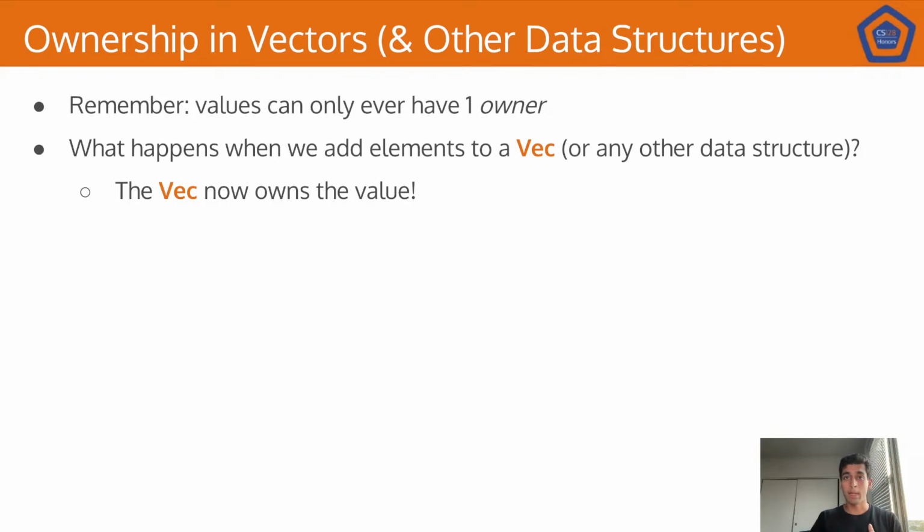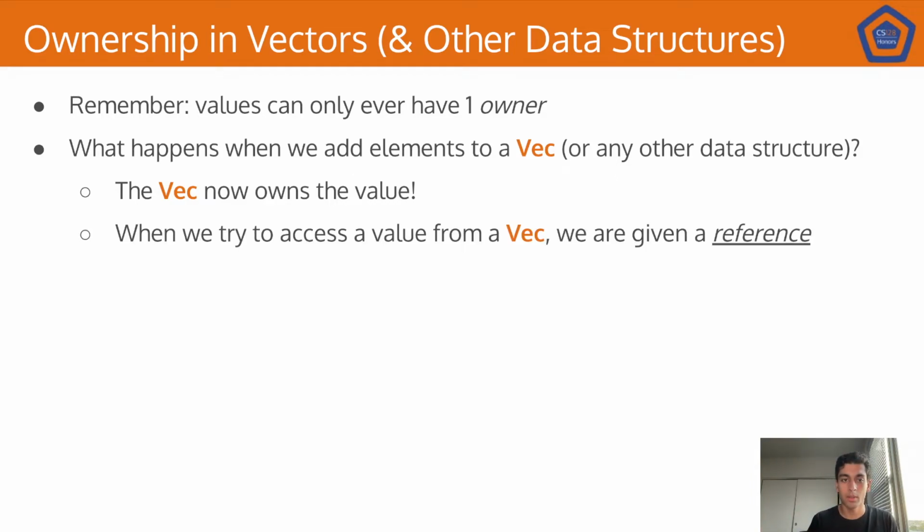So if you have some piece of data that's living in some scope, and you try to add it to the vector, the vector will take ownership of it. If it is not able to take ownership of it, it will clone it. So it has ownership of the cloned data. When we try to access a value from a vector, we're given a reference to it because the vector owns that piece of data, and it's not going to give that ownership to you. It needs to retain that data so it can be used in the future.